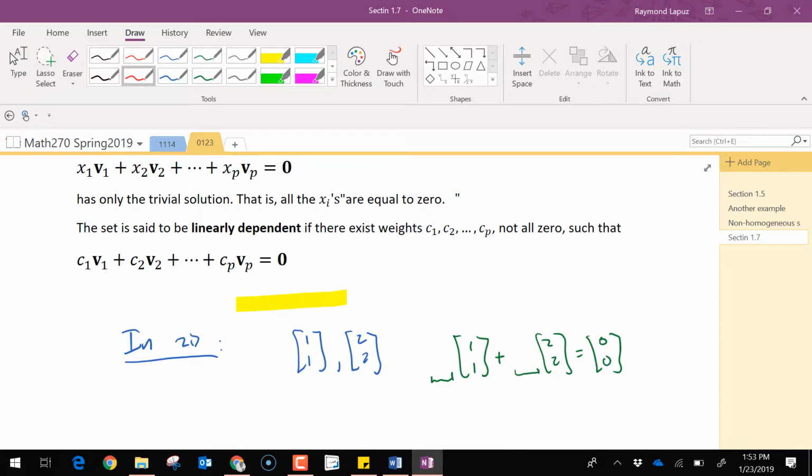Can I find 2 numbers to put in these blank spaces? Say it again. 1 and -1/2. Would that equal to 0? So I found non-zero values for this. So that means that these two are linearly dependent.